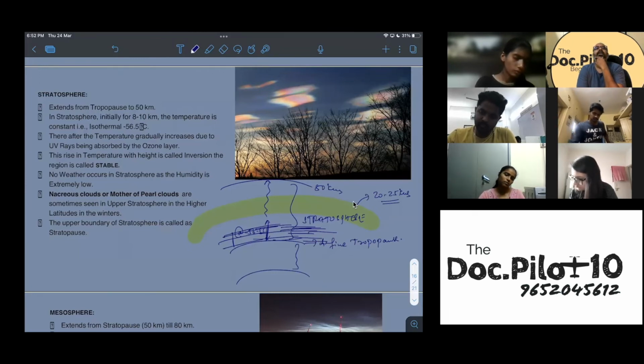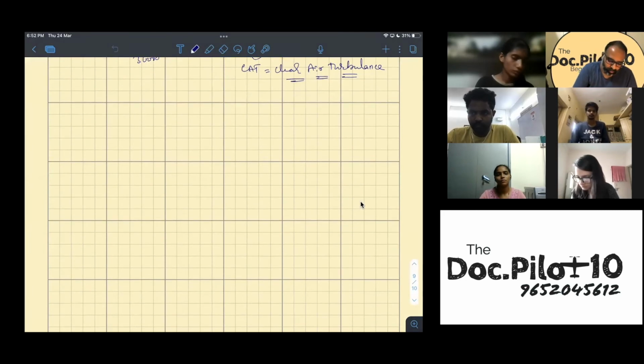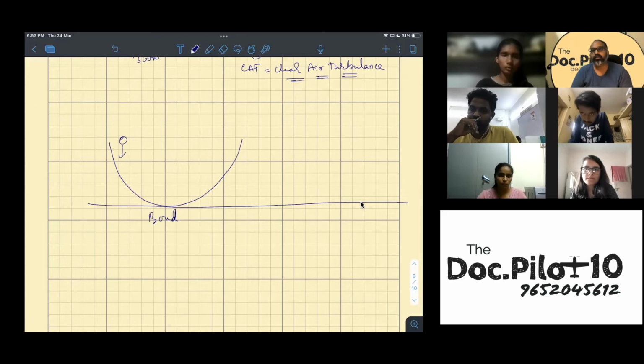Next. Okay, all weather happens only in the troposphere, correct? Now let's take this as a bowl, a small ball like this. If you drop a ball in the bowl, what happens to the ball? The ball will come here, come here, come here, and stop here in the center.